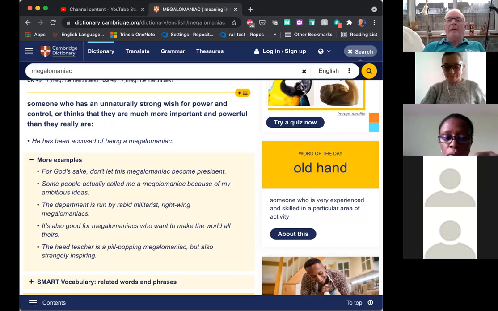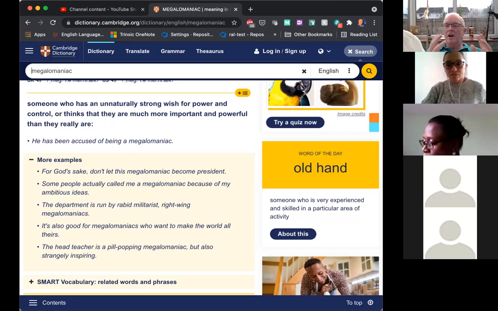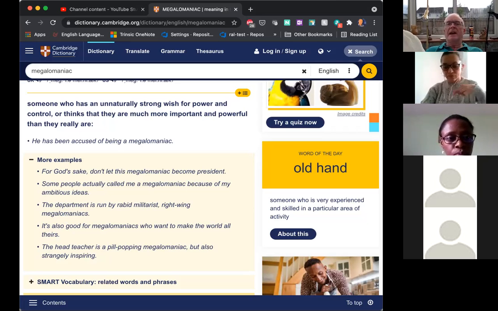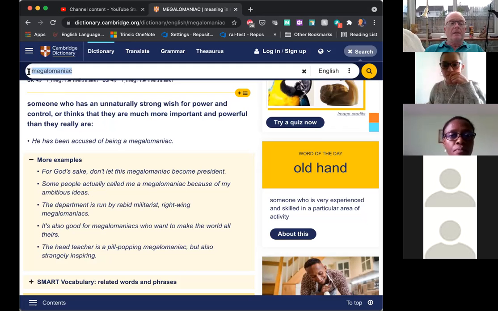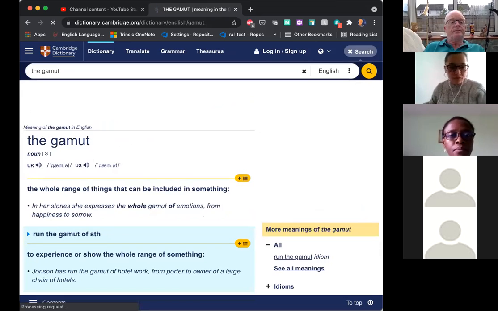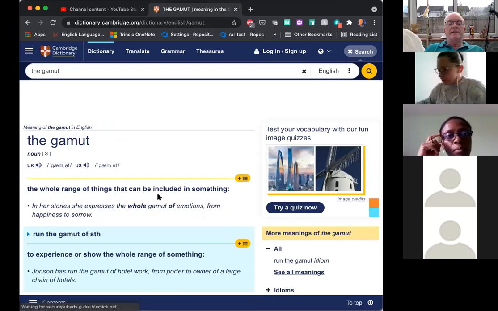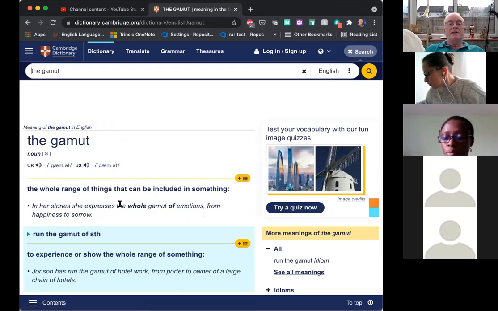Right, so let's do gamut. We use gamut in the context of art and colors. You talk about the gamut as being the full breadth of colors that can be represented on a computer screen. We use this word not scientifically like I've just done, but metaphorically to describe the full breadth of ideas. Okay, so let's look this up, gamut. The whole range of things that can be included in something. In her story, she expresses the whole gamut of emotions from happiness to sorrow. There you go.